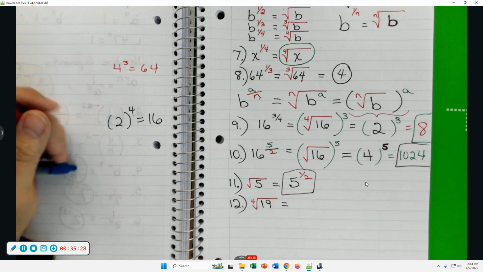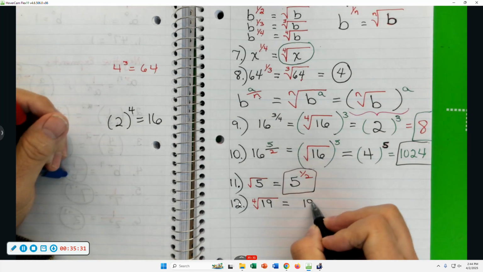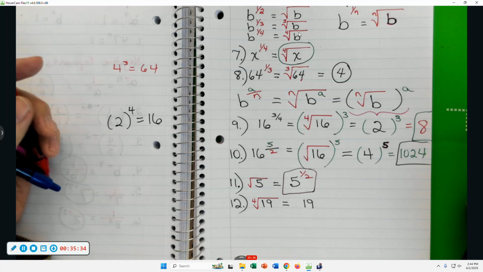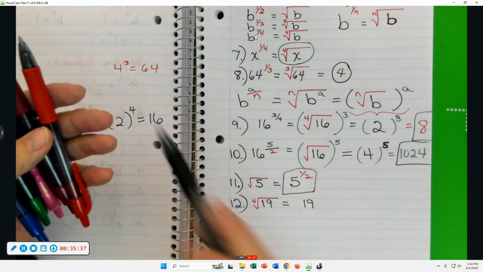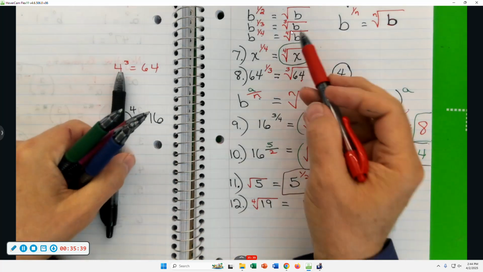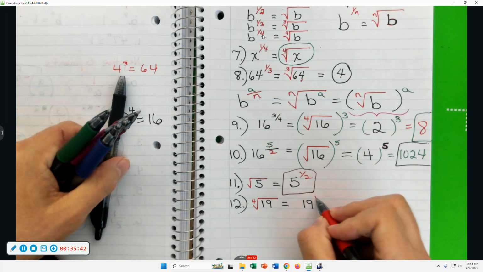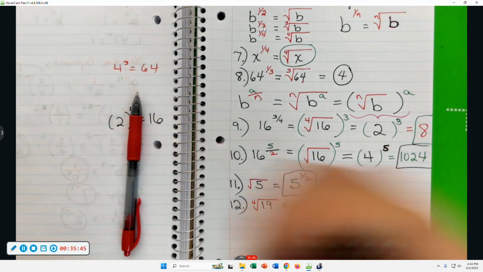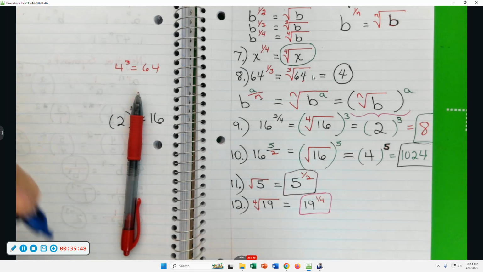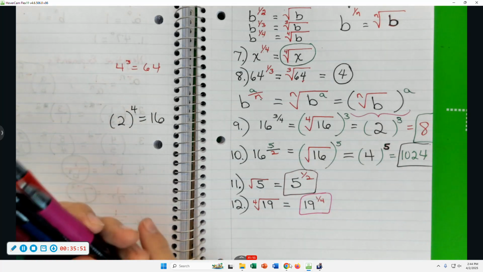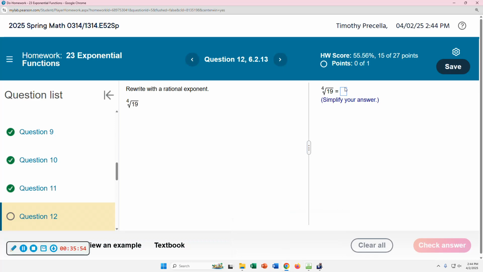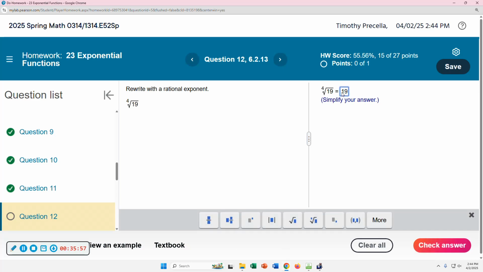Yeah. So, here's my 19. What else do I need? The 1/4 exponent. A fourth root is the same thing as a 1/4 exponent, just like a cube root is a 1/3 exponent. For a square root, the answer is 1/2. 19 to the 1/4. Use your exponent button. Once again, they call it a superscript rather than an exponent, but this is 19 raised to the 1/4 power.